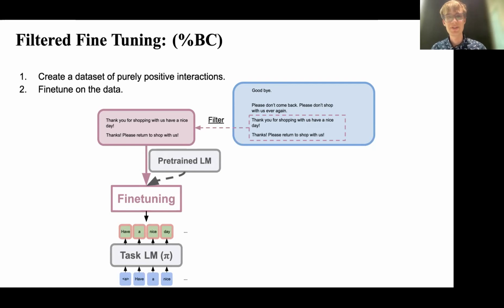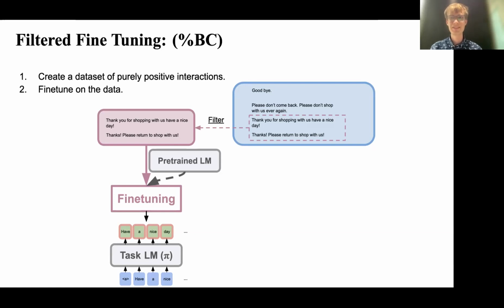In this talk, we'll refer to this as filtered fine tuning, or %BC, which is the RL term for filtered behavior cloning. And behavior cloning, or just normal fine tuning, would refer to not doing a filtering step. Maybe you just collect data and you're not filtering it for the positive interactions. So that's a common approach, very straightforward, easy and pretty reliable.